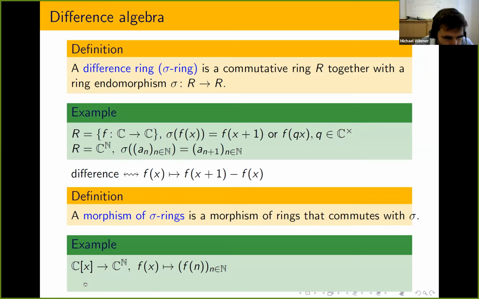And so to make sense of this, I should also tell you exactly what are the sigmas on both of those rings. Well, the sigma on the ring of sequences is the one I already introduced up here, and the sigma on the polynomial ring would also be the shift. And so to see that this is a morphism of difference rings, well, if you take a polynomial and then apply sigma first, and then evaluate it at all the natural numbers, you get the sequence f of n plus one. And then if you first apply the map, and then you do the shift, you also get the sequence of f of n plus one. Okay, so this is then in fact a morphism of difference rings.